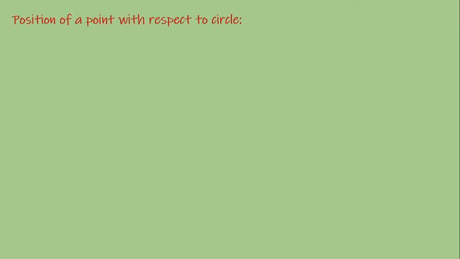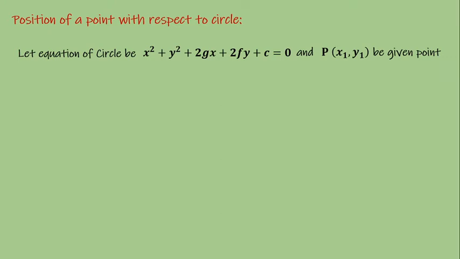Here is our next topic, that is position of point with respect to circle. Again, I am considering the general equation of circle x square plus y square plus 2gx plus 2fy plus c is 0 and some given point be x1, y1.